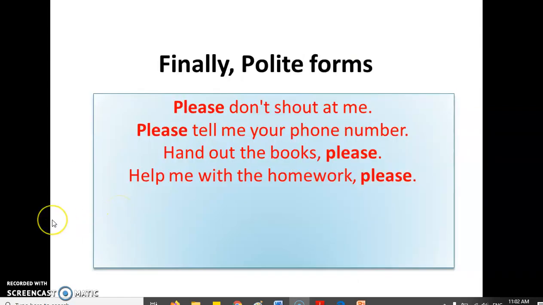And finally, we can use commands or imperatives in polite forms, for example, by adding the word "please." "Please don't shout at me." "Please tell me your phone number." This is in the initial position, at the beginning, and we can use it in the final position. "Hand out the books, please." "Help me with the homework, please."